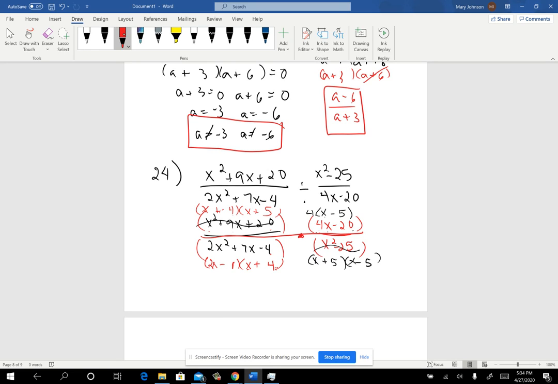Now you've got everything factored, and you're ready to cancel out any common factors. Here's an x plus 4 on top and bottom, an x plus 5 on top and bottom, and an x minus 5 on top and bottom. So we have a 4 left on top and a 2x minus 1 left on the bottom. We can't do any more canceling. You can't divide 2 into the 4 because this 2 is not a factor down here. So that would be your final answer.